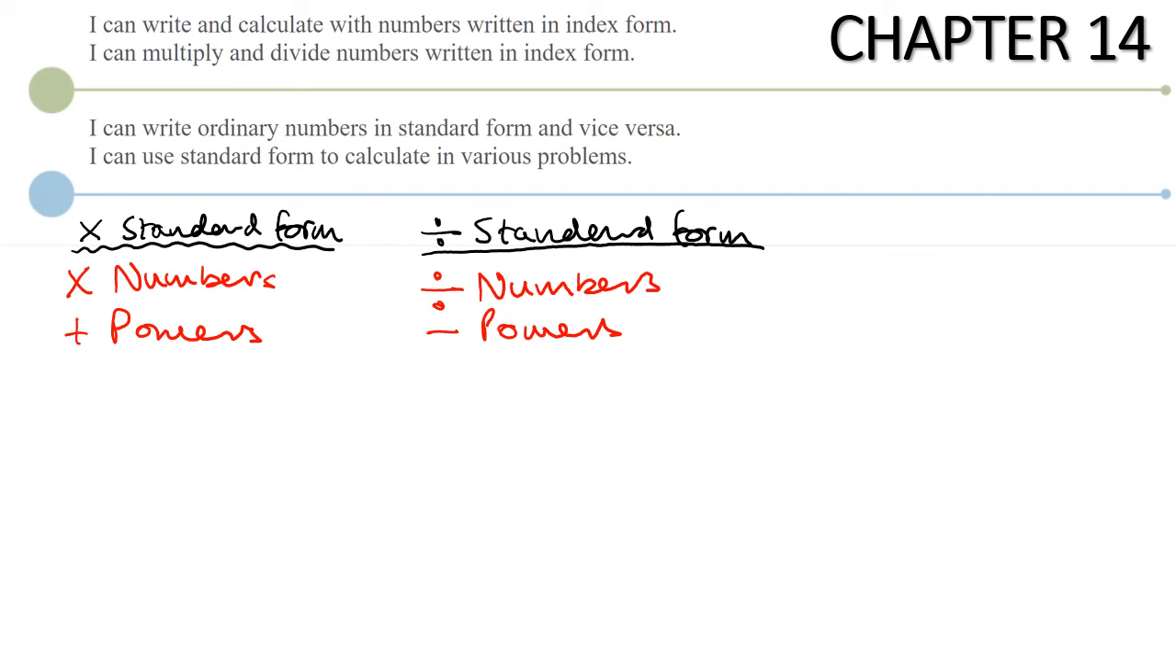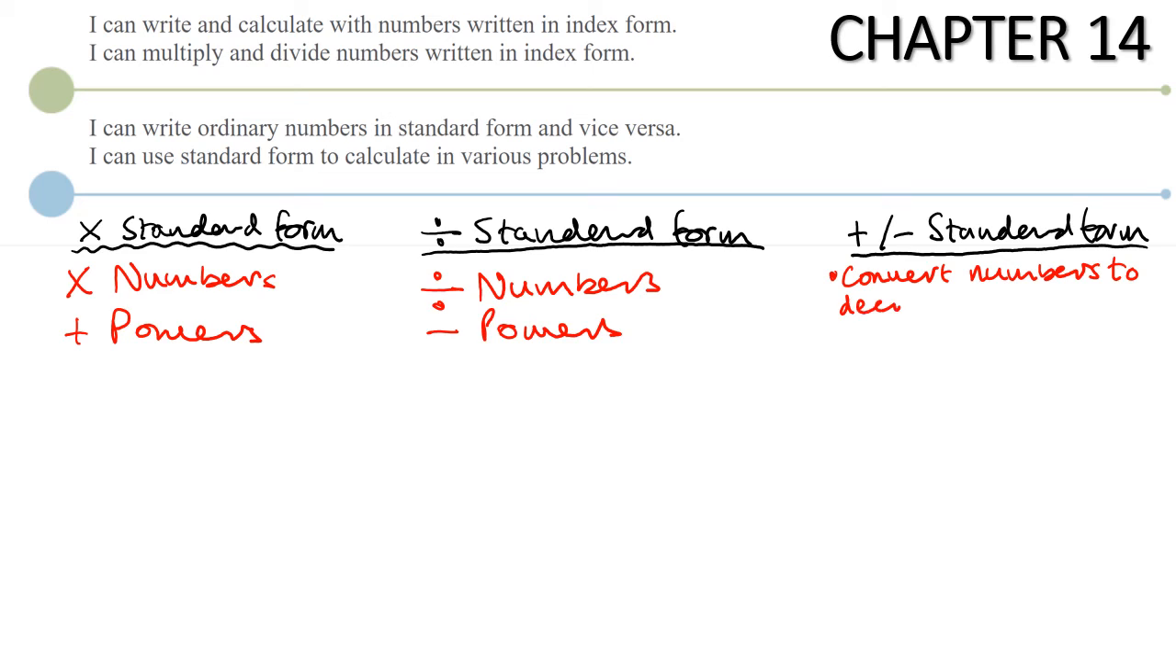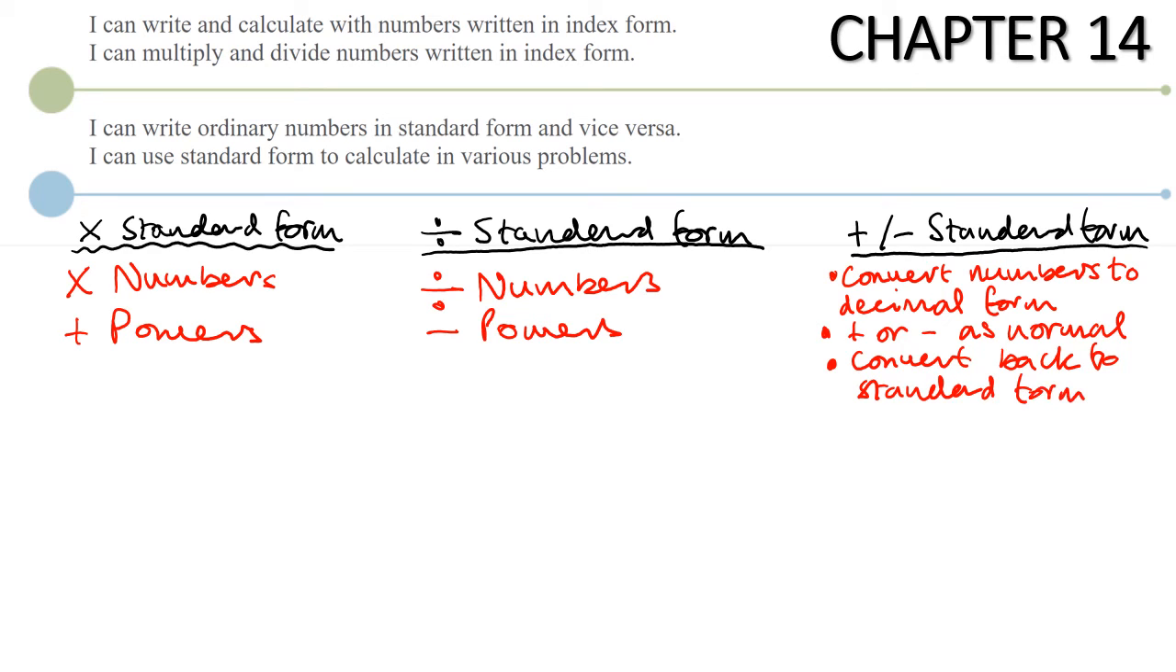And if I need to add or subtract in standard form, there is no rule. We basically just need to convert the numbers to decimal form. So step 1, convert the standard form numbers to decimal form. Then you add or subtract as normal, and then whatever number you get, you convert back to standard form. So we'll do some examples of each type.